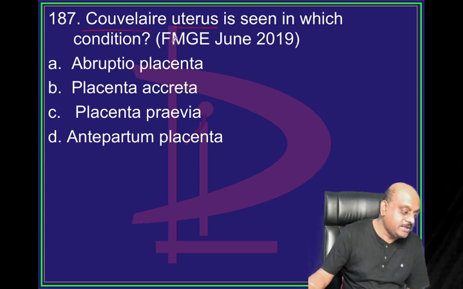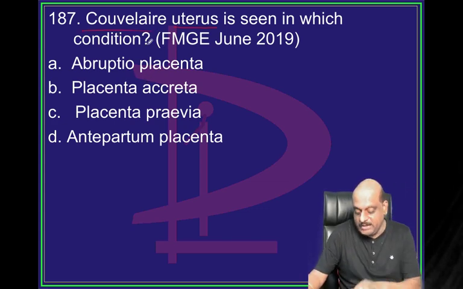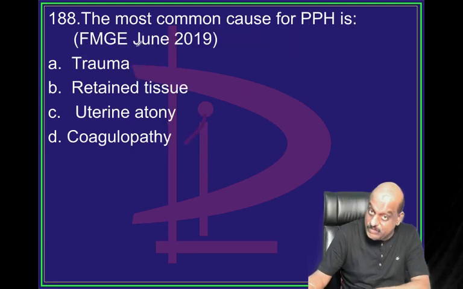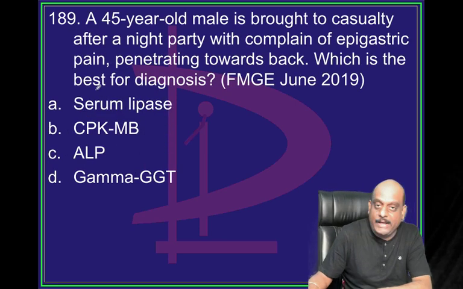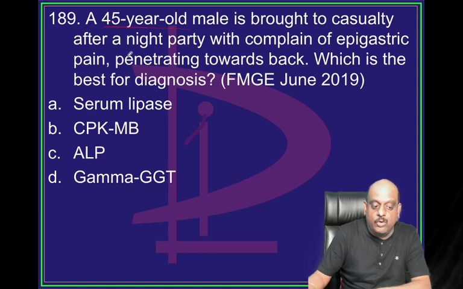Convolute uterus is seen in which condition? Abruptio placentae, concealed hemorrhage. Most common cause of postpartum hemorrhage is atony, uterine atony. 45-year-old male, brought to casualty after a night party, epigastric pain penetrating towards back.